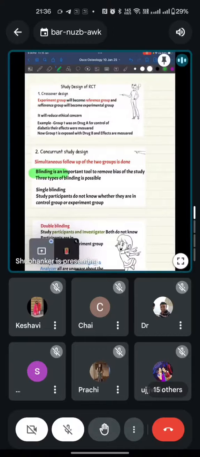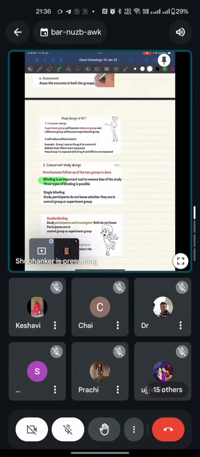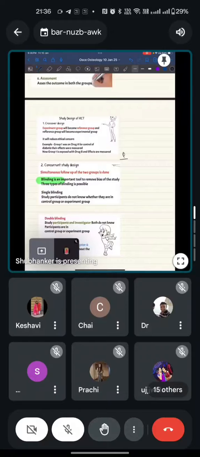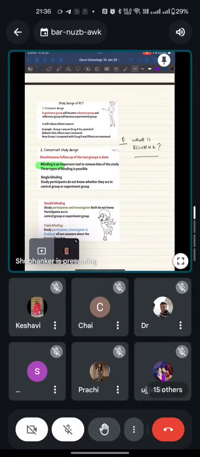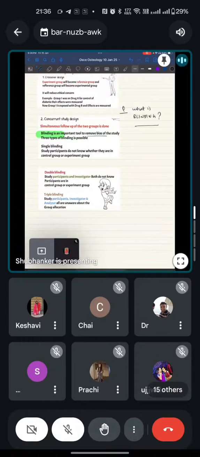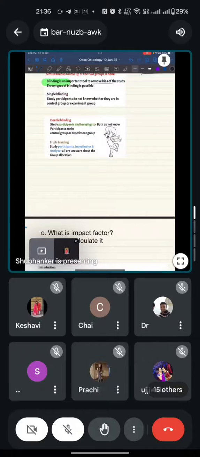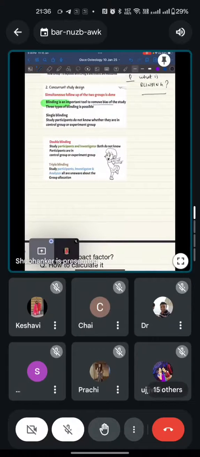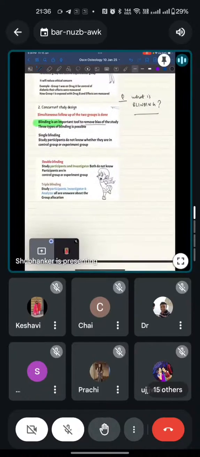Over here, one more thing: they can ask you what is blinding. This can be a question for 1 mark. Blinding is basically a tool to remove bias. There are 3 types of blinding, and they can ask you what the types of blinding are. So please remember this.